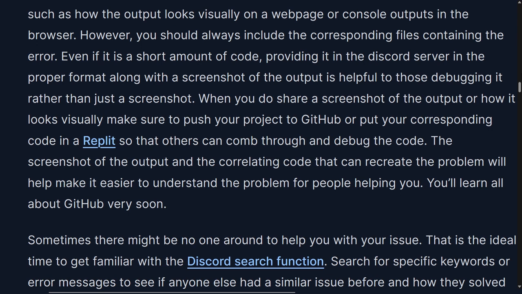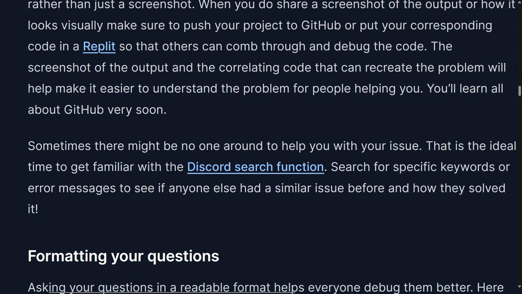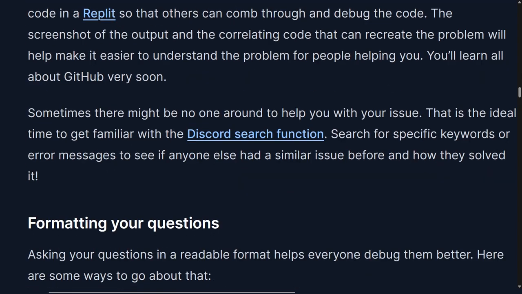Okay, I'll repeat the line. When you do share a screenshot of the output or how it looks visually, make sure to push your projects to GitHub or put your corresponding code in a repository so that others can comb through and debug the code. The screenshot of the output and the correlating code that can recreate the problem will help make it easier to understand the problem for people helping you. You'll learn all about GitHub very soon.